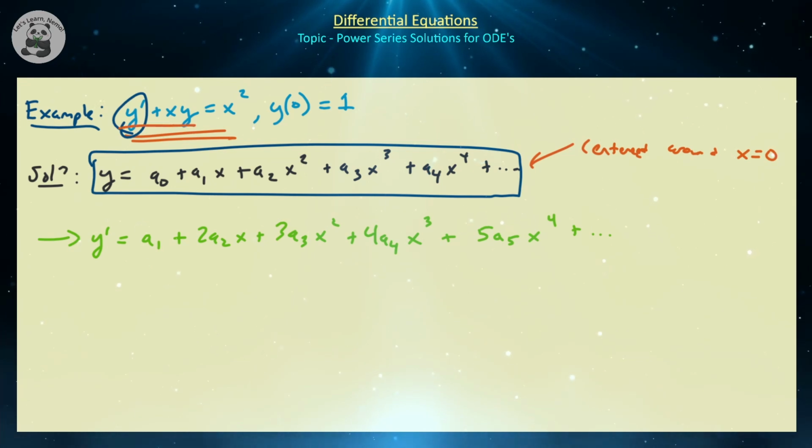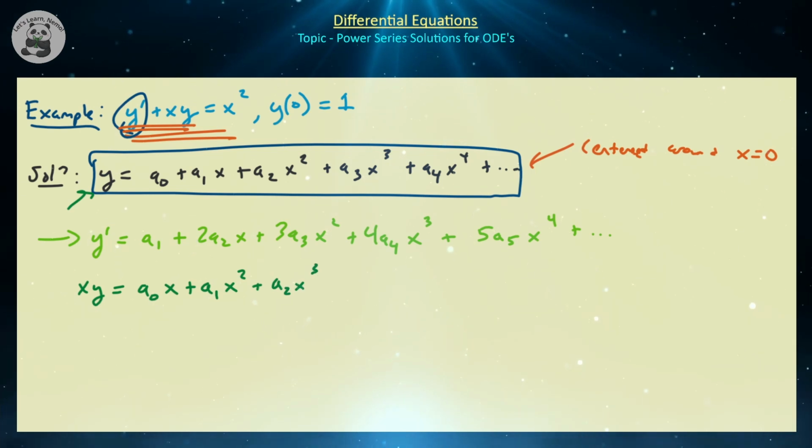So on the left-hand side of this differential equation, it's y prime plus xy. So what we're going to do is add xy to this expression, and then we're going to see what we get at the end. So when we multiply by xy, what is xy equal to? x times y is x times this original series expression. So that's going to be a0x plus a1x squared plus a2x cubed plus a3x to the fourth plus a4x to the fifth and so on.